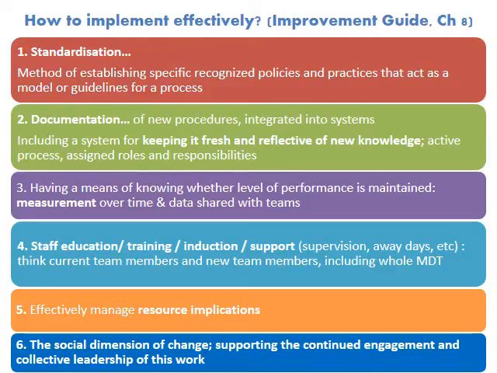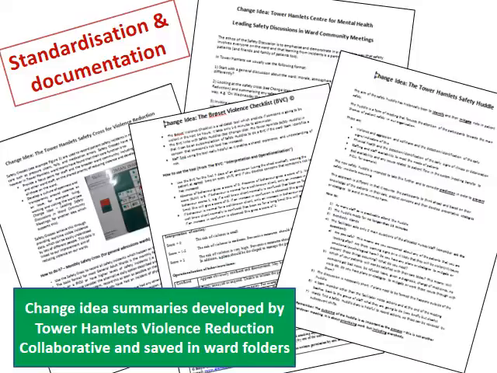So now let's look at some examples from the Tower Hamlets Violence Reduction Collaborative, which I support alongside other violence collaboratives across the Trust. These are some examples of the standardization and documentation phase in Tower Hamlets. What we have here are the change idea sheets, which is where the teams have set out what they're doing differently from before they started the work. They've got to the point where, across the whole 6 wards in Tower Hamlets, they've agreed the standard ways in which they're using these 4 change ideas: the Brøset Violence Checklist, safety huddles, use of the safety cross, and safety discussions in ward community meetings.